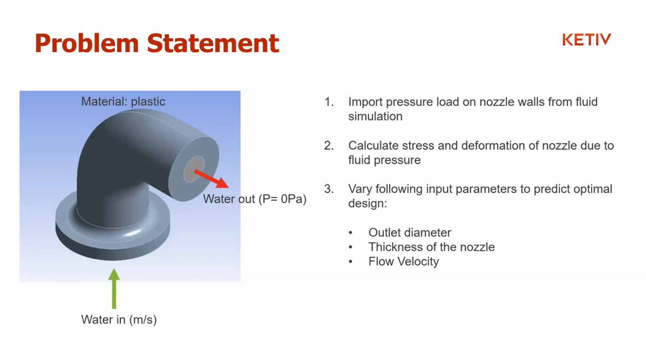Absolutely. And as output quantities, or quantities of interest, we're going to be monitoring the stress and deformation on the nozzle due to this fluid pressure. So we have certain input parameters that we'll be varying, including the flow velocity and the geometric parameters such as the outlet diameter and thickness. And then for output parameters, we'll be looking at maximum stress and deformation, right?